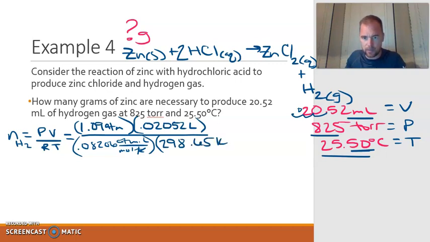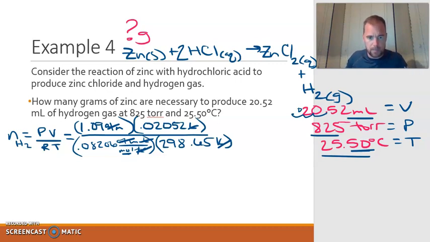298.65 Kelvin. And so when I multiply all this through and divide, atmospheres will cancel, liters will cancel, Kelvin will cancel, and I'll be left in moles. So 1.09 times 0.02052 divided by my gas constant, and then divided by my temperature, 298.65 Kelvin.